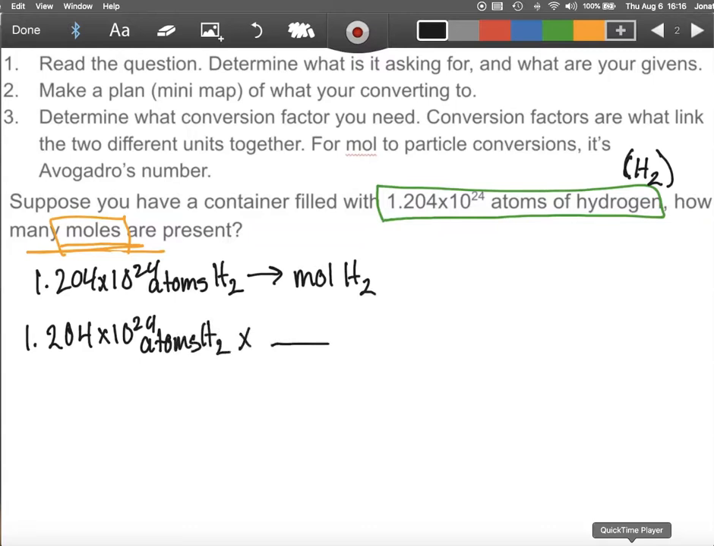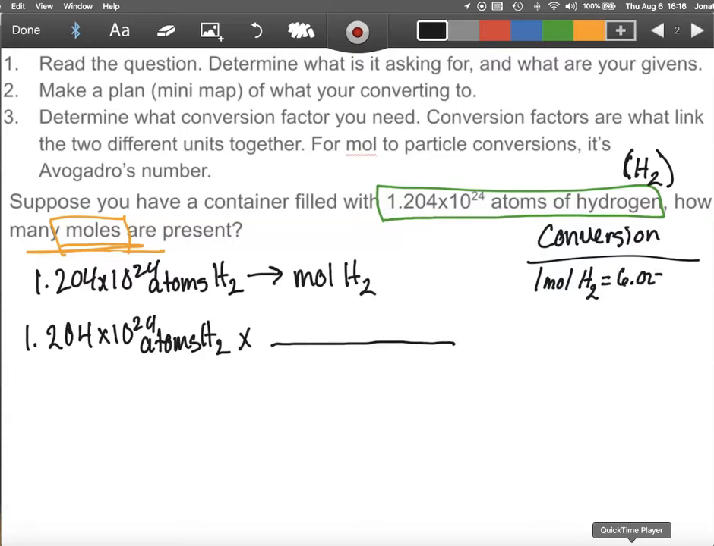We'll multiply that by the fraction, the conversion factor, and we need to figure out, well, what is that? What is the conversion factor? Well, we need Avogadro's number, because we're going from mole to particle, or in this case, particle to mole. We know that 1 mole of H2 is equal to 6.022 times 10 to the 23rd, because 1 mole of anything, it doesn't matter what it is, is 6.022 times 10 to the 23rd power.